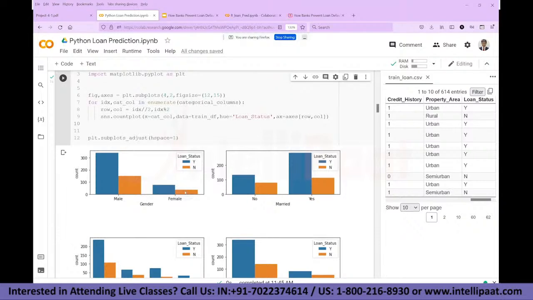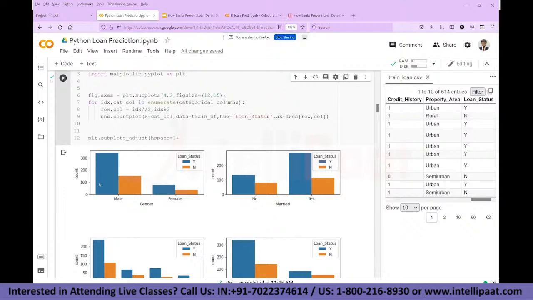So what do I get from this? The insight is that the majority of my loan applicants are male, and the majority of those males have their loan approved. If I sum this up, 350 plus 150 is almost 500. Out of my 500, 350 of my male applicants have their loan approved. That is almost 70% of the total male applicants that I have.